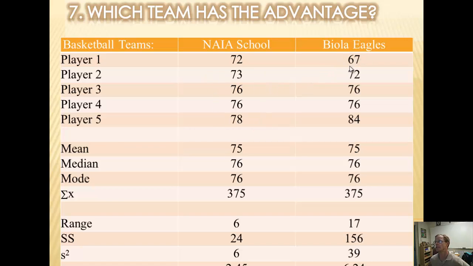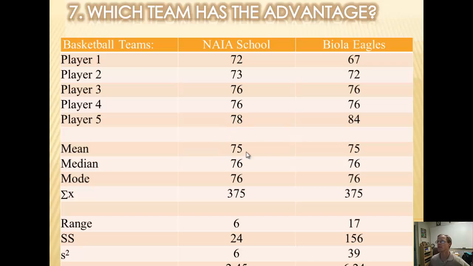The Eagles have a 67-inch tall player, 72, two 76s, and an 84. 60 inches is 5 foot. So this guy's 5'7", this guy's 7 foot. Over here, we have 72 inches, that's 6 foot even, 73, two 76s, and a 78, which is 6.5 feet.